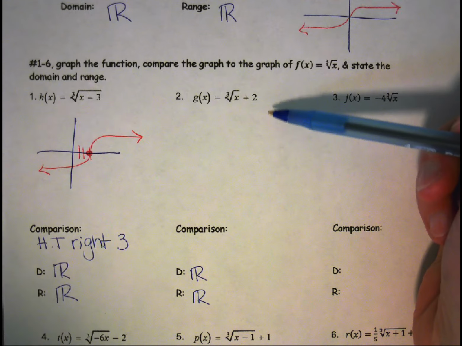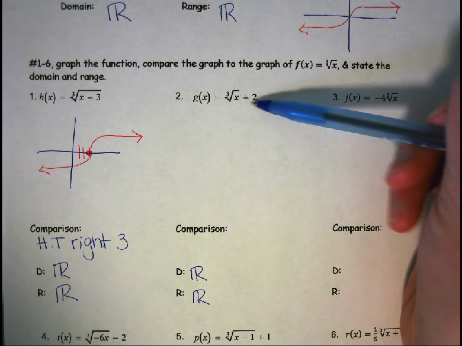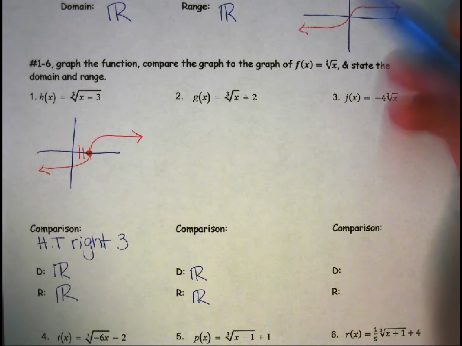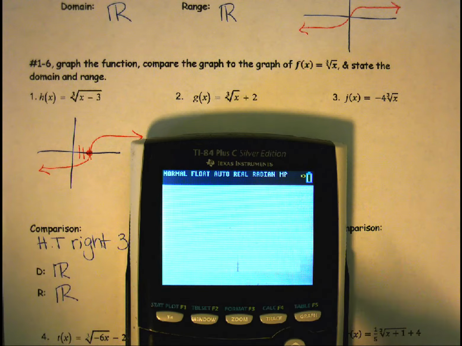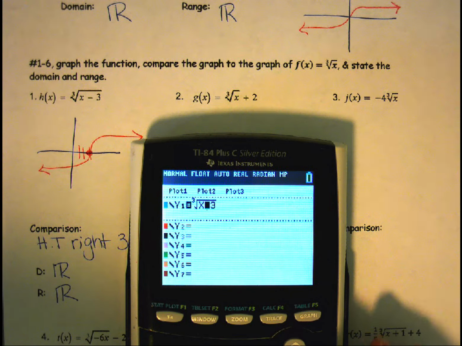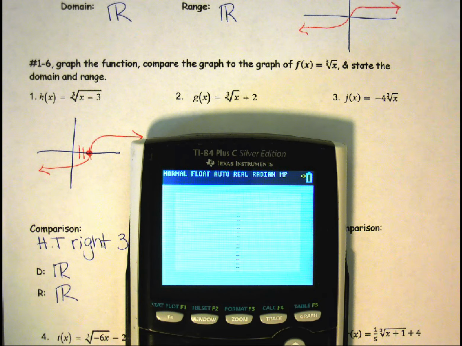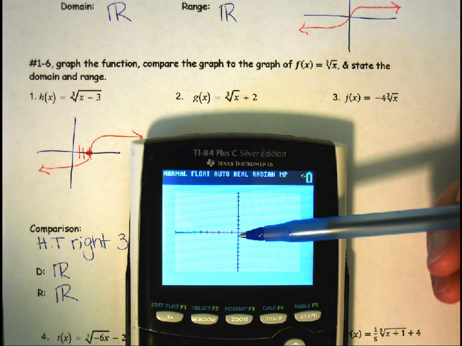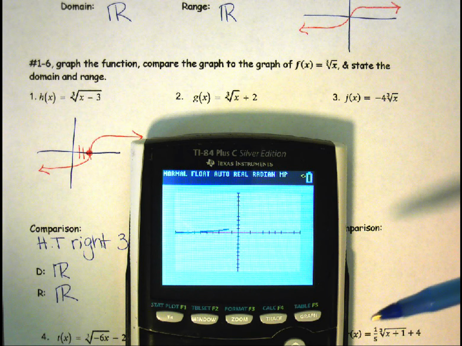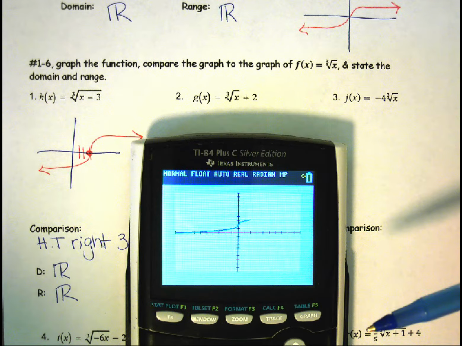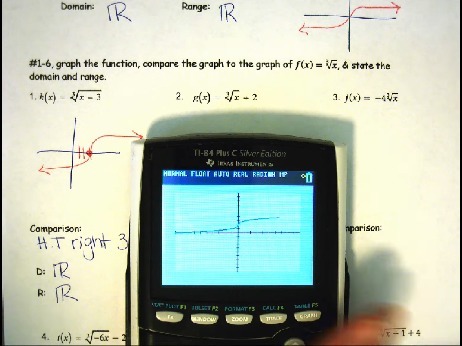We've got a +2 out in the back. Remember, anything outside is going to be vertical. And when we're vertical, it just is what it is. You don't have to do the opposite or anything like that. So I'm going to do +2. So right now, we should know that this is going to shift up 2, and that's where it's going to take its turn. Okay, so let's go ahead and graph that.